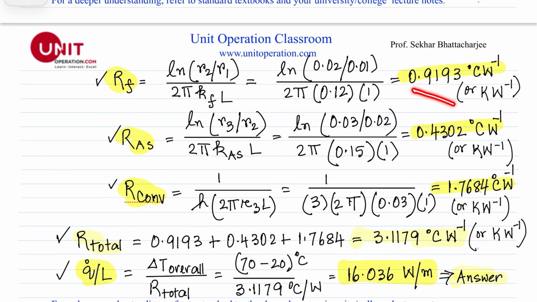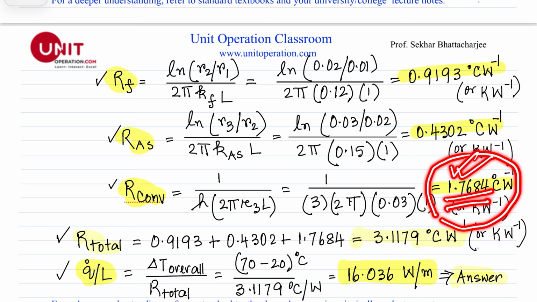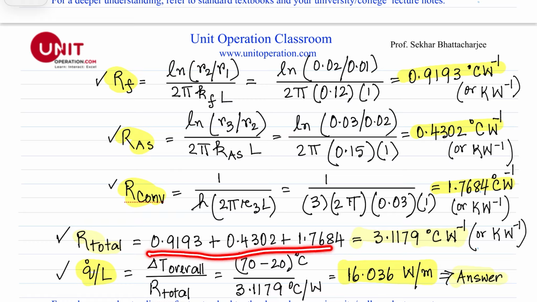So the thermal resistance for the felt is this value, the thermal resistance for the asbestos is this value, and the thermal resistance for the convective transfer is this one. As you can see, this is the largest thermal resistance. The total resistance is found by just adding, like in an electrical connection. These are in series, so you add each resistance. The total resistance is this one right here.